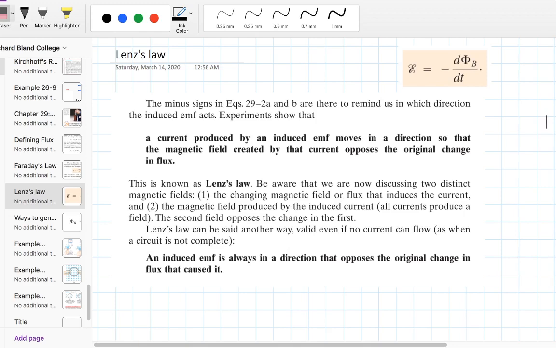Your book gives a special section to something called Lenz's law. Lenz's law is just a qualitative statement of the meaning of the negative sign in Faraday's law.